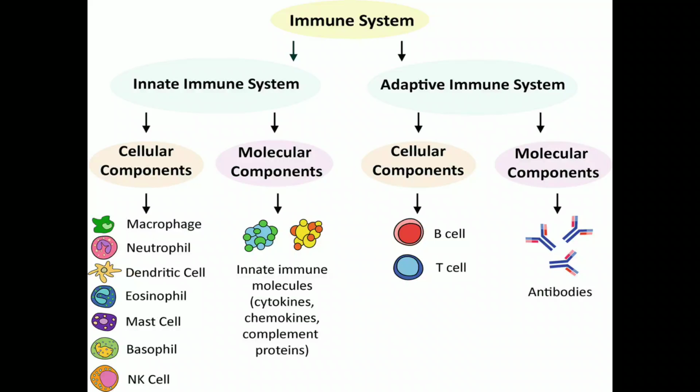So, here you can see that the immune system is of two types, the innate immune system and the adaptive immune system. The innate and the adaptive immune system involve various cellular and molecular components. The cellular components involve various types of cells such as macrophages, neutrophils, dendritic cells, eosinophils, mast cells, basophils, and natural killer cells. The molecular components involve various kinds of molecules such as cytokines, chemokines, and complement proteins. While the adaptive immune system cellular components involve B cells and T cells, and the molecular components involve antibodies. So now in the next slides we will talk in detail about the innate immune system and the adaptive immune system.